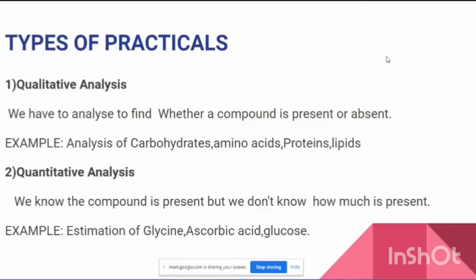So we know very well that the practicals are of two types. One is the qualitative analysis and the second one is the quantitative analysis. In qualitative analysis, we find out whether a particular compound is present or absent. Whereas in quantitative analysis, we know that a particular compound is present, but we don't know how much is present.